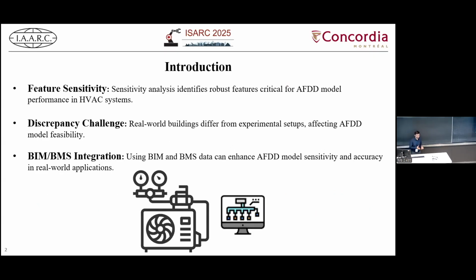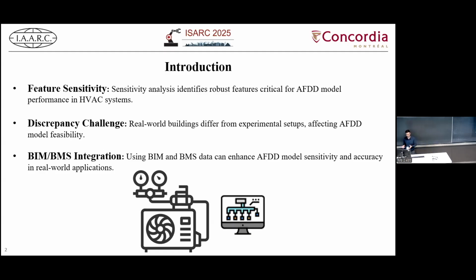So basically, let's start. What is feature sensitivity? How do we define it? Basically, sensitivity analysis identifies those robust features that are critical for creating automated fault detection and diagnostics. So fault detection is basically looking at whether a fault is within an HVAC system, and fault diagnostics is basically identifying the type of the problem, the type of the difficulty that the HVAC is having.